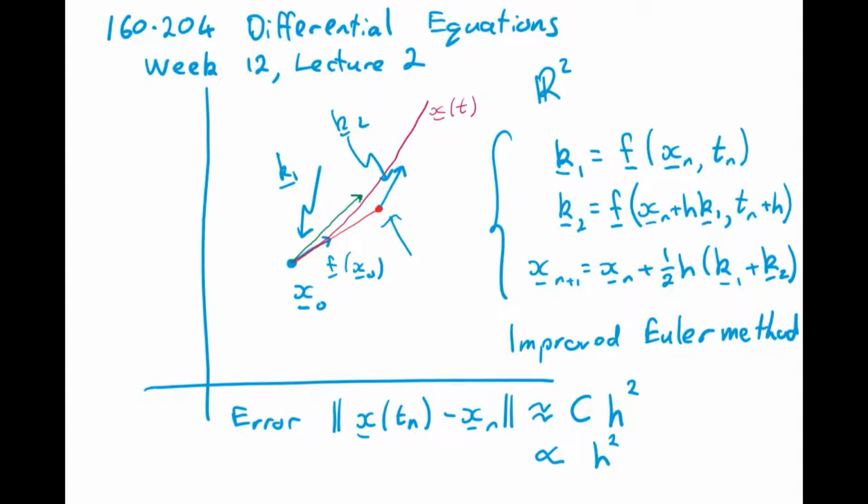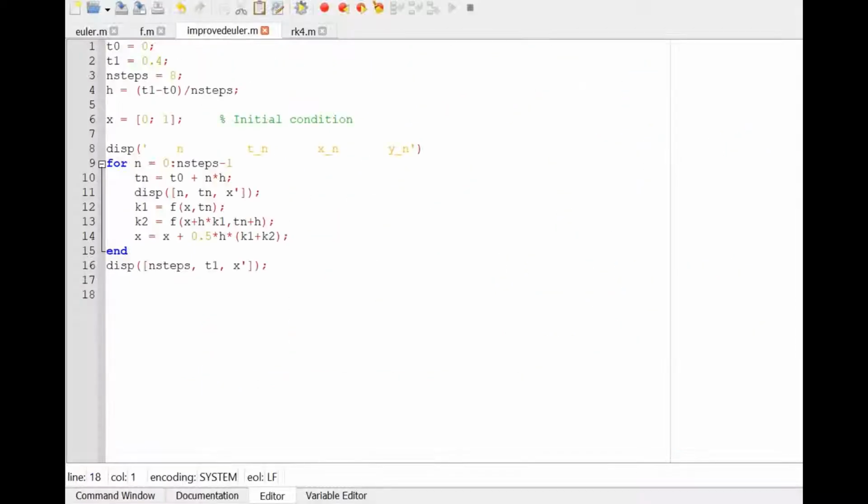So let's try that out now in Octave. Here's my code. And the nice thing is it's very, very similar to the code for Euler's method. Once you know the idea of the method, it's very easy to program it up. So here we have going from time 0 to time 0.4, n steps equals 8. Compute the step size, the initial condition. K1 computes the vector field at the current point. K2 computes the vector field at the Euler approximation, so x plus h k1, tn plus h, and then update using the average of those two. So it's really only one more line compared to the Euler code.